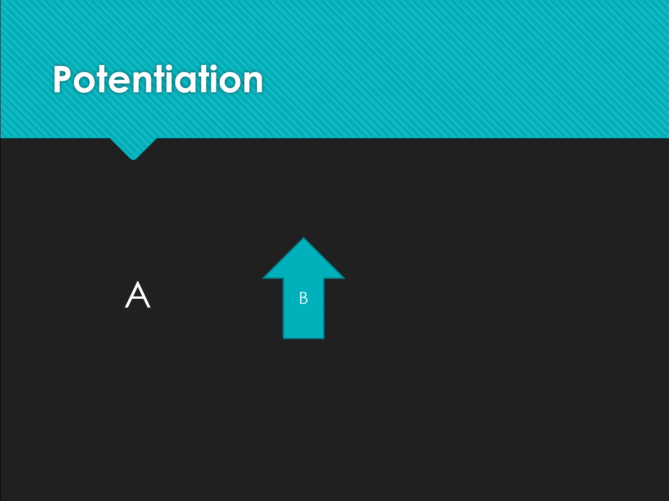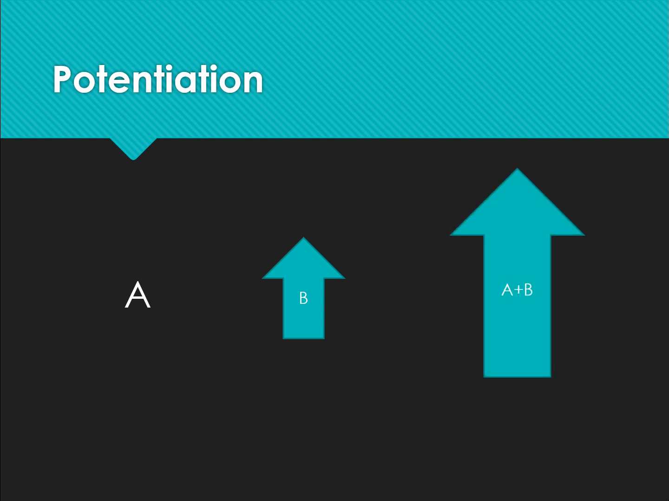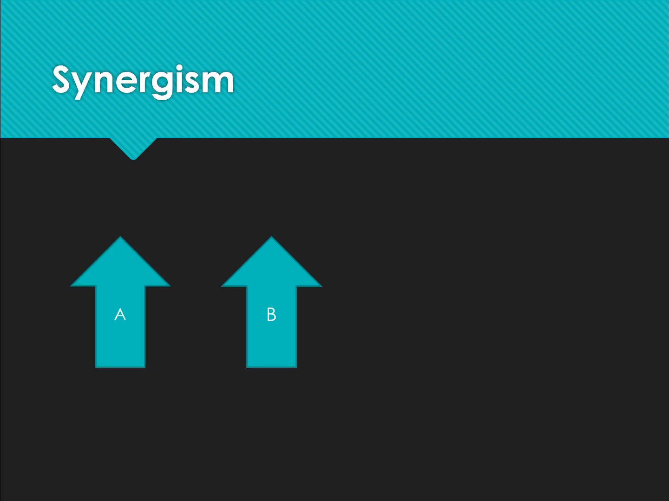Before going further, we will talk about the concepts of drug interaction: potentiation, additiveness, synergism, and antagonism. In potentiation, drug A will not have any pharmacodynamic effect, but the presence of drug A will increase the pharmacodynamic effect of B. So that is potentiation.